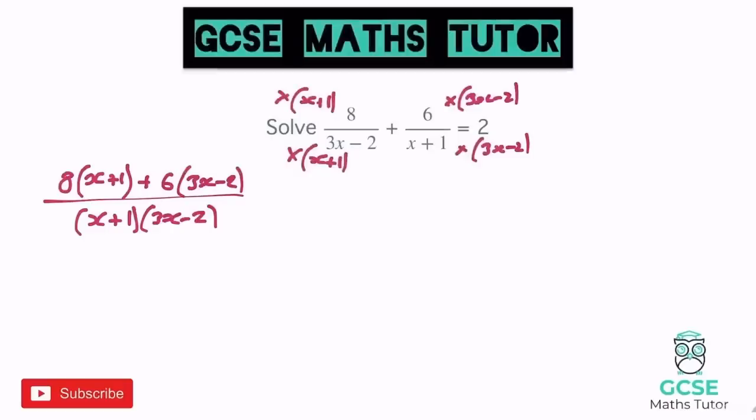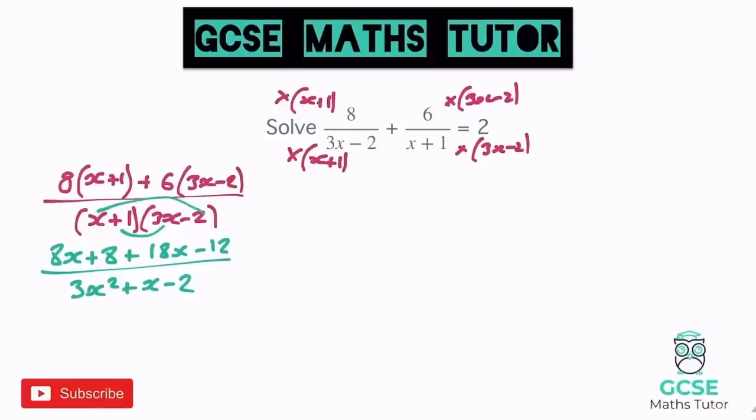So if I expand the top, we get 8x plus 8, and then we get plus 18x minus 12. And that's going to be all over this double bracket expanded. So x times 3x is 3x squared. I'm going to skip a step here. I'm going to do the minus 2x plus the 3x. Minus 2 plus 3 gives me plus x. And then minus 2 at the end. There we go, that all equals 2.